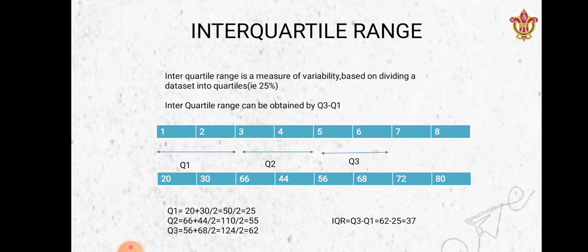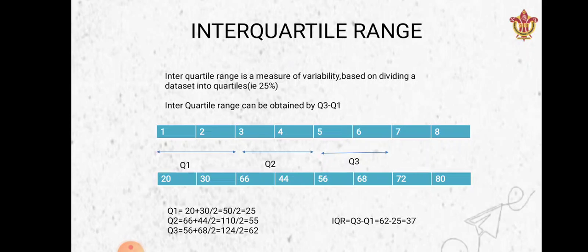Now for calculating the interquartile range, I need to calculate Q1, Q2, Q3, and then I need to calculate the interquartile range by the formula Q3 minus Q1. Now how will Q1 be calculated? In Q1, as shown in the figure, we have 2 elements, 20 and 30. So I need to take their average, that is 20 plus 30 divided by 2, which is 50 divided by 2, which is equal to 25. So in this way I am getting the value of quartile 1, that is 25.